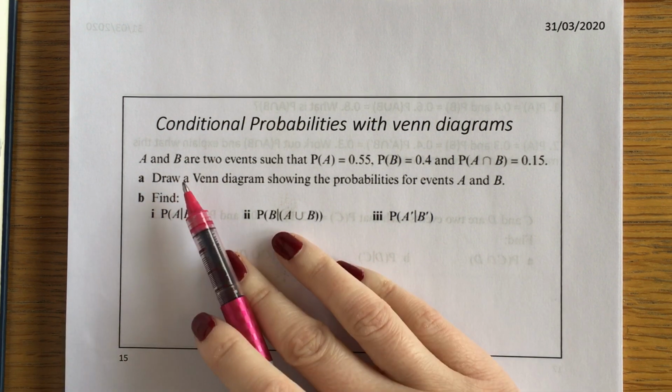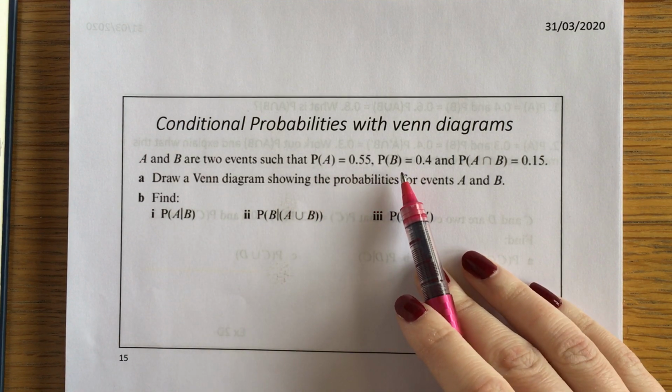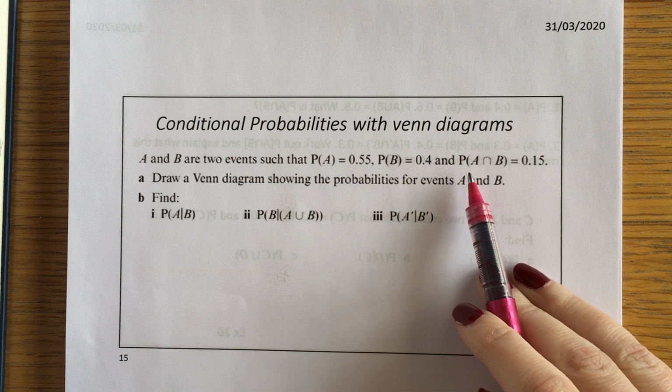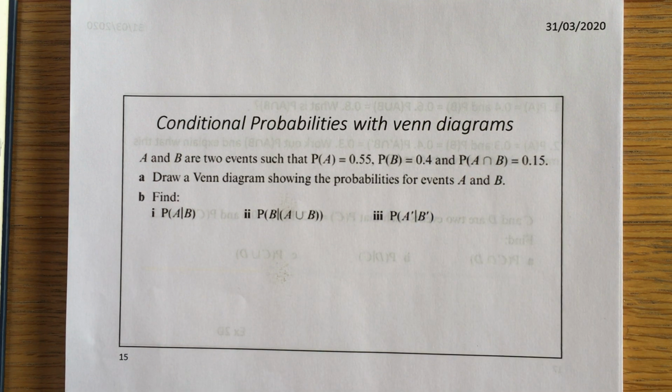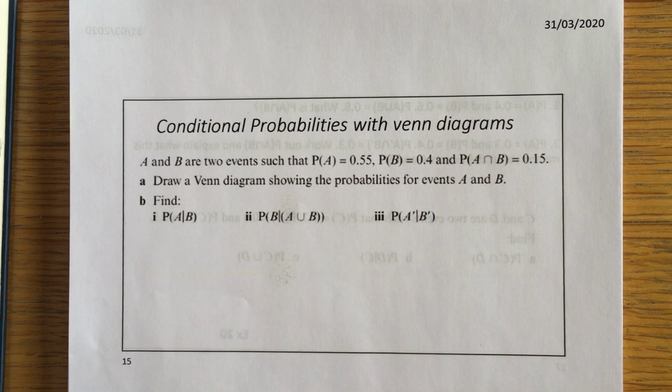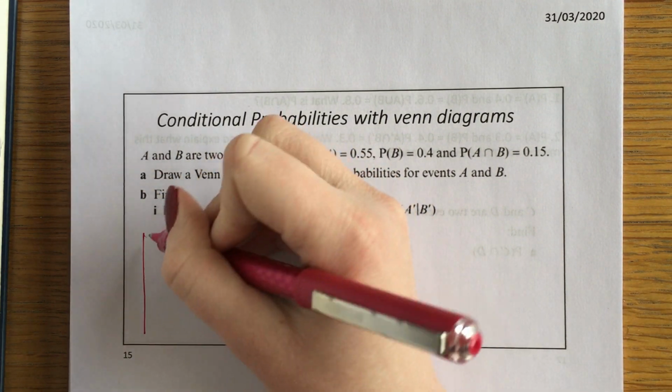So A and B are two events such that the probability of A is 0.55, probability of B is 0.4, and the probability of A intersection B is 0.15. Draw a Venn diagram showing the probabilities for events A and B.